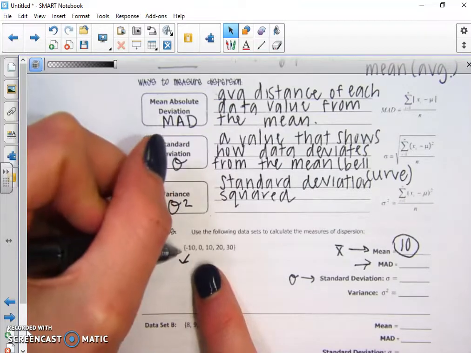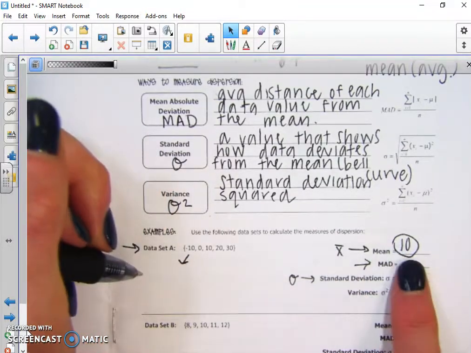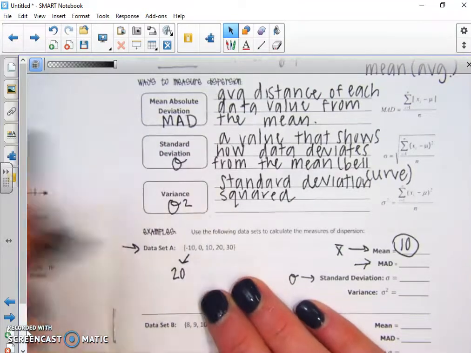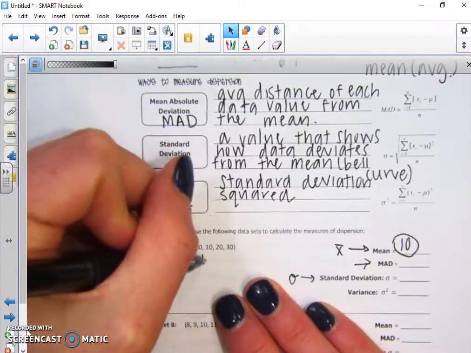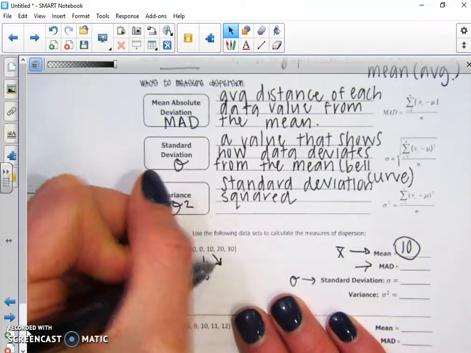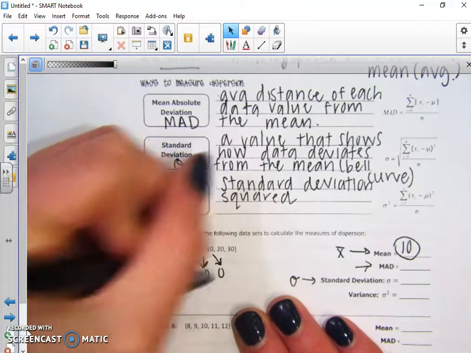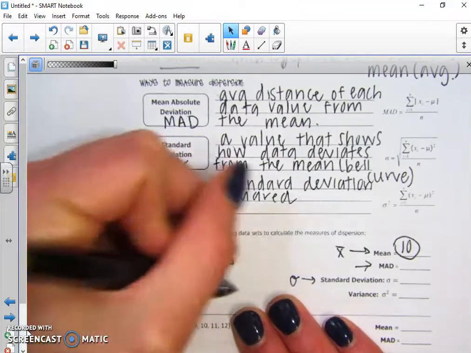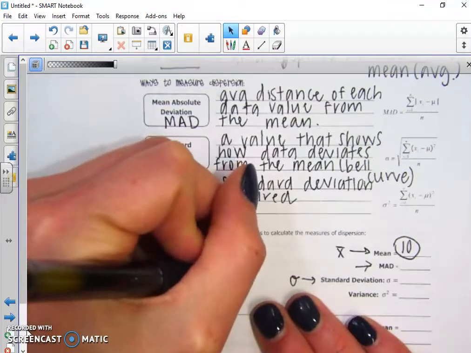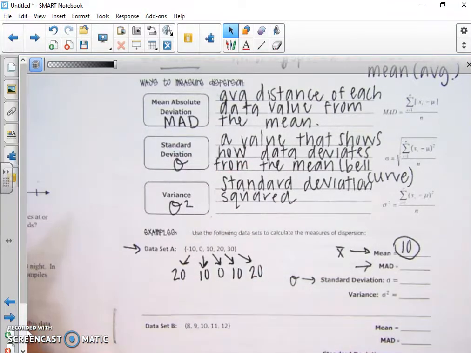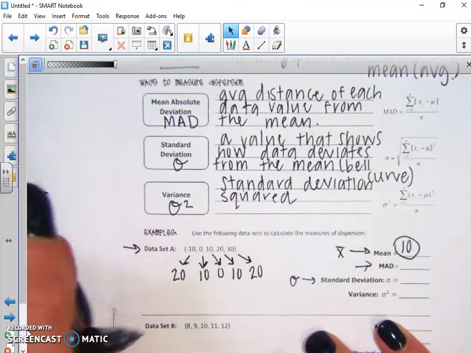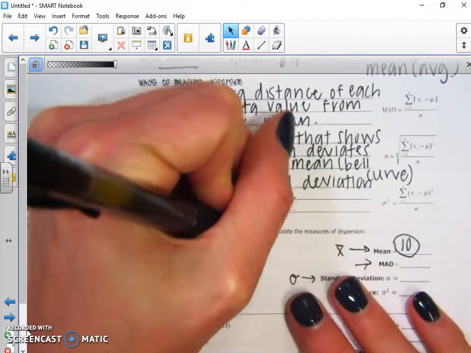So what's the distance between -10 and 10? Well, on a number line, it's going to be a distance of 20. Okay, how about from 0 to 10? Has a distance of 10. From 10 to 10, that has a distance of 0. From 20 to 10 has a distance of 10. And from 30, it has a distance of 20. So all of these numbers are going to be positive, because distance is a positive value. And again, it's the distance from the mean.